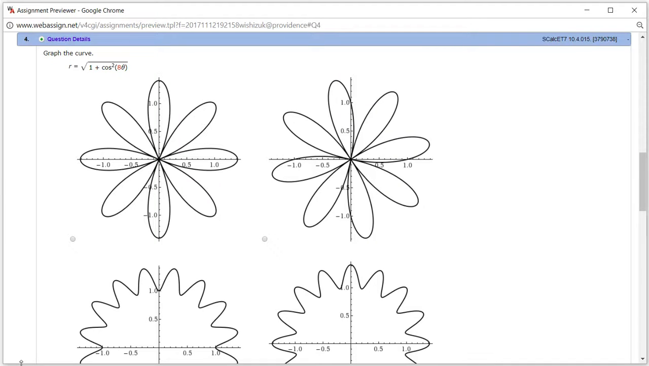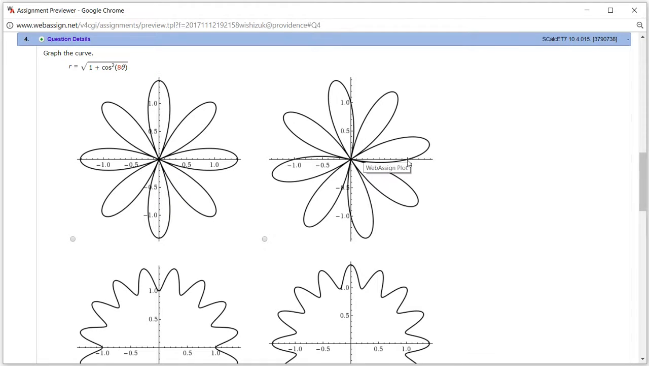Alright, let's look at homework 10.4, problem number 4. So let's find the correct graph. Let's try, say, theta equal to 0. Cosine of 0 is 1, so it's going to be the square root of 1 plus 1, so square root of 2. So the angle is 0, r is square root of 2, so number 1 looks good.